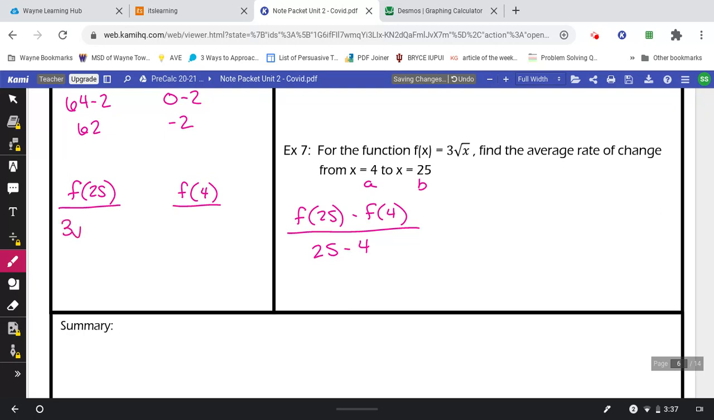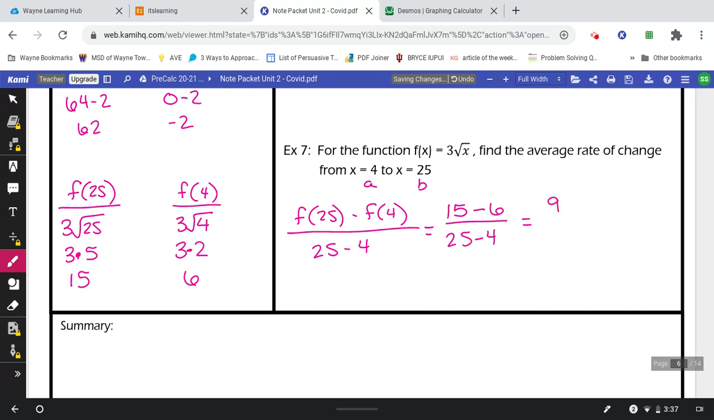I'm going to plug it in where I see the x. Square root of 25 is 5, so that's 3 times 5, 15. Take the square root of 4, 3 times 2, gets me 6. So f of 25 is 15 minus f of 4 is 6 over 25 minus 4.